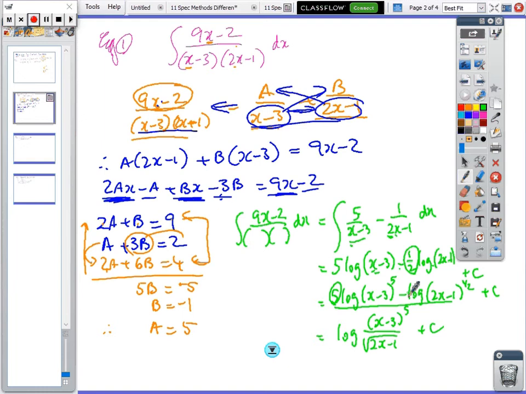Now I'm not going to actually show you the second way of doing it until I show you another example. So that one there is pretty straightforward. The other ones get a little bit complicated. Come across when you're ready.